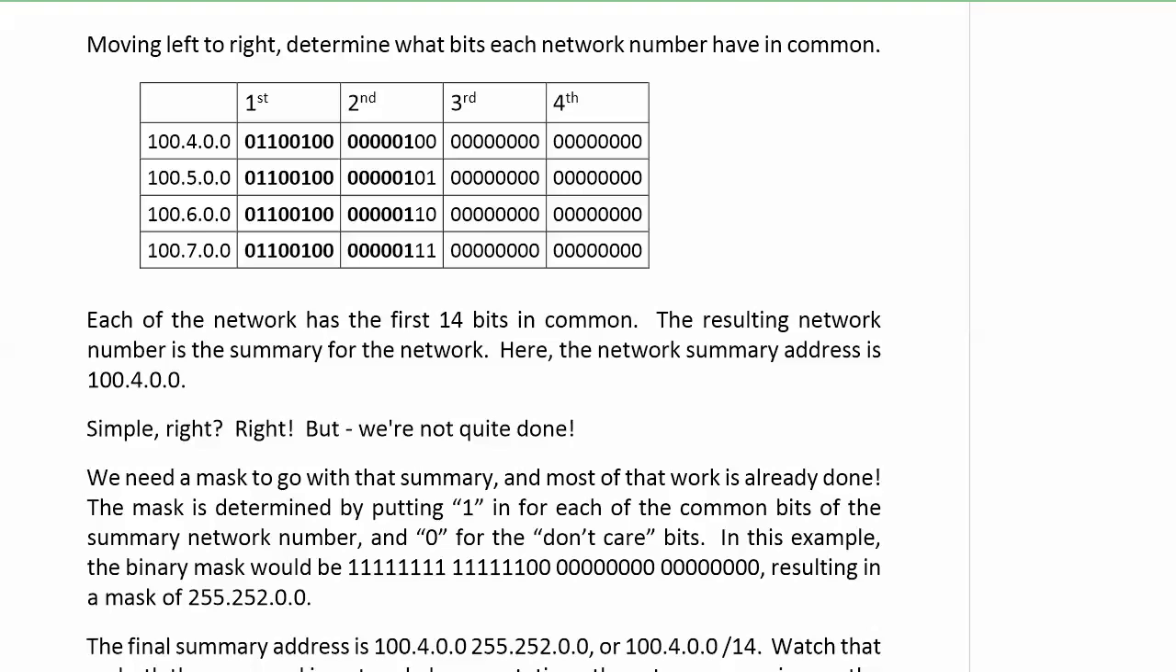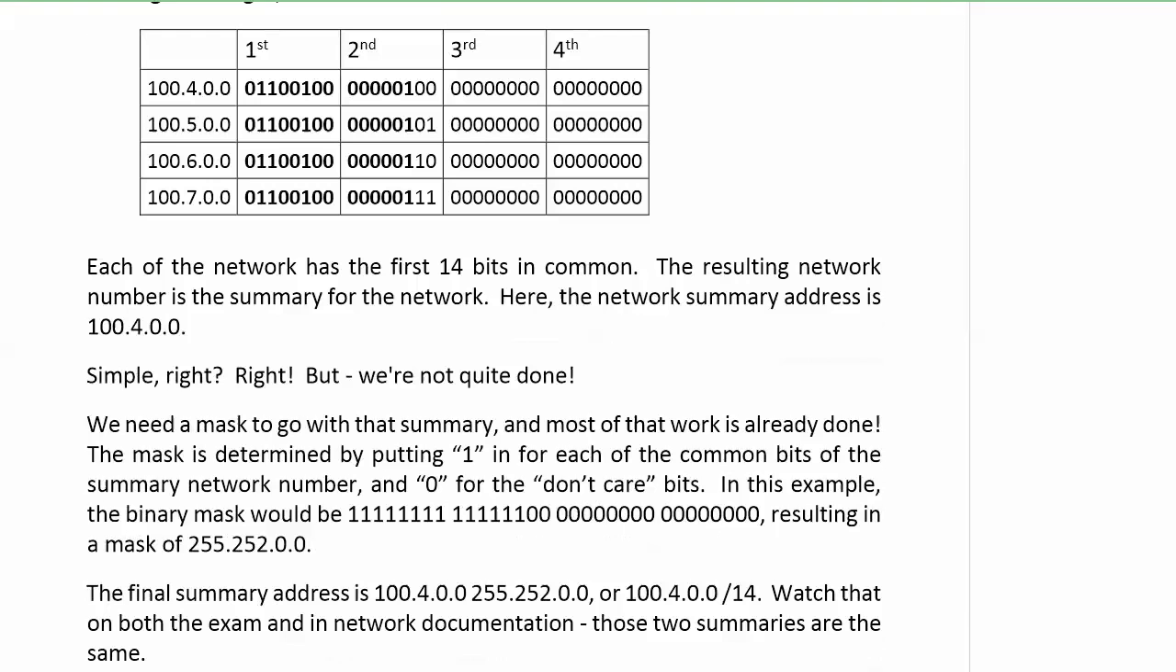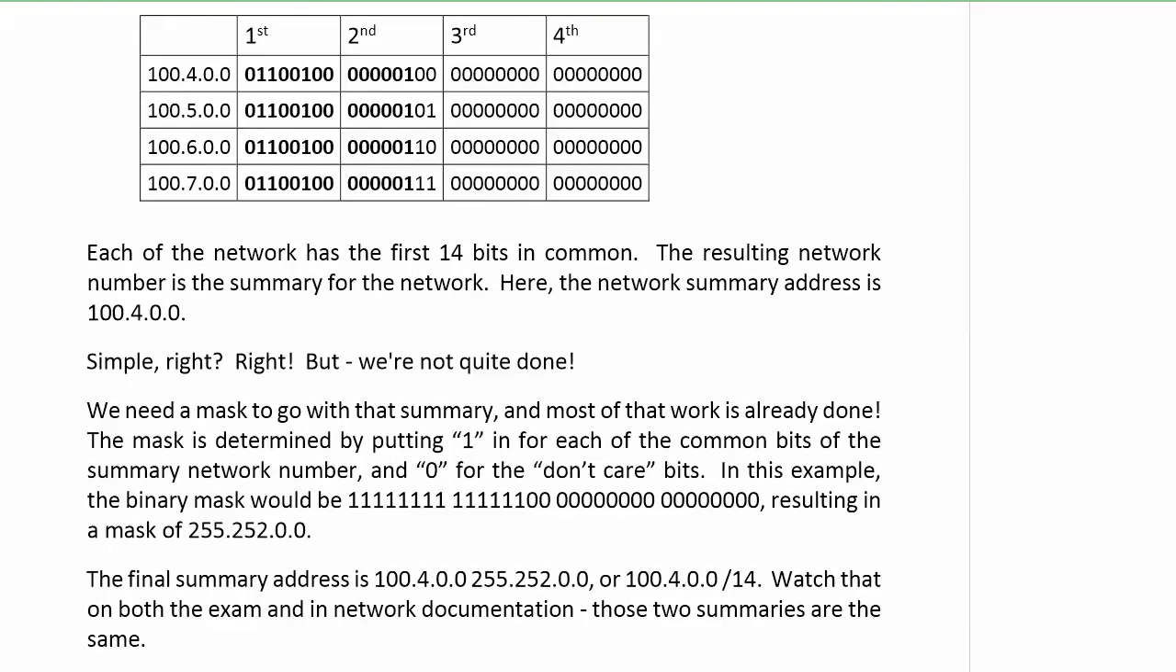We're not quite done though. Got to watch this on the exam. Now, if you try to just put the network summary into the router, it's not going to take it. But on the exam, of course, you could be given multiple choice, and they just show you different kinds of commands. And what you've also got to have to go with it is a mask. And most of that work is already done right here. We need a mask to go with that summary. The mask is determined by putting 1 in for each of the common bits of that summary network number and 0 for the I don't care bits.